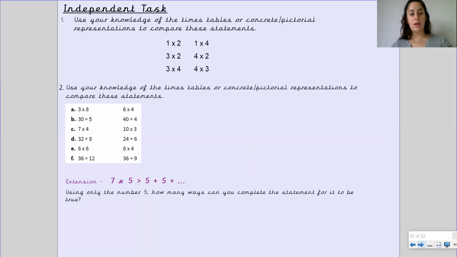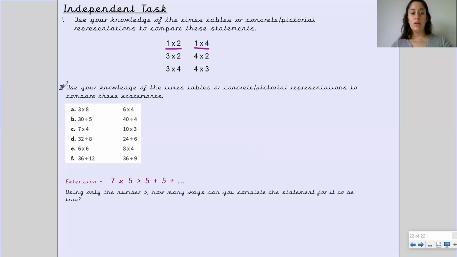Okay. Now it is your turn to complete your independent task, which is very similar to what we have been doing. You may need to use pictorial representation to find your answer. That is absolutely fine. So start with question 1. In between, you would write 1 times 2 on your piece of paper, and in front of it, leaving a little bit of a gap, you would write 1 times 4, and then use the bigger than, smaller than, or equal to signs to compare them, and the same with the other number sentences.